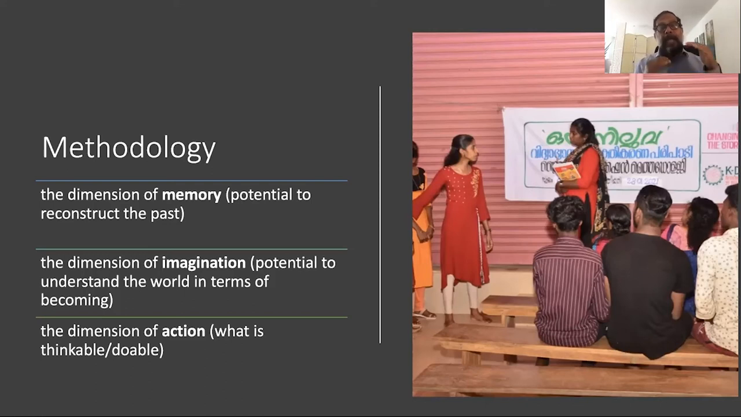And then the dimension of imagination, which I explored through the workshops and improvisatory techniques. This dimension of imagination is the potential to understand the world in terms of becoming. At the moment they are in a particular situation, but the theater helped them to transform their situation into a different one, in the sense that now they are really confident. They can speak about their issues. Confidently, they can perform. Confidently, they can address the issues.